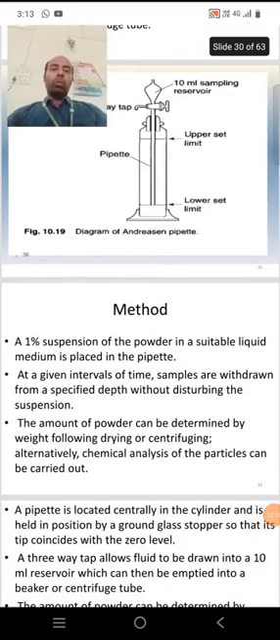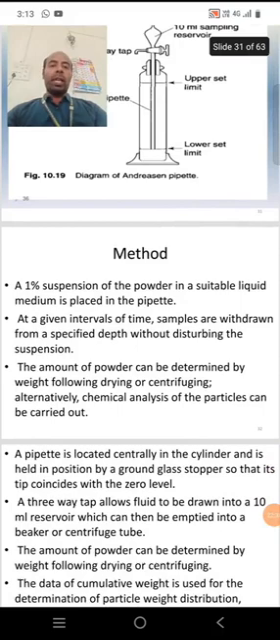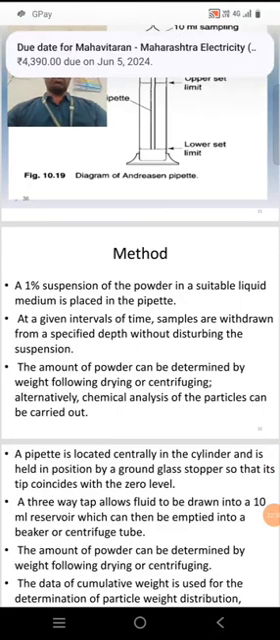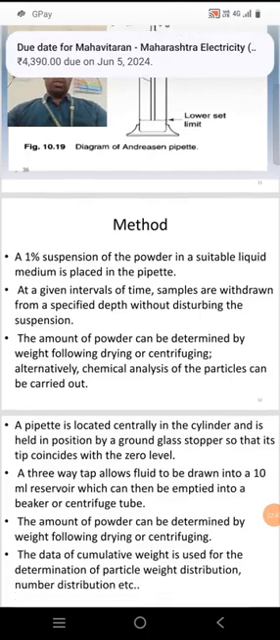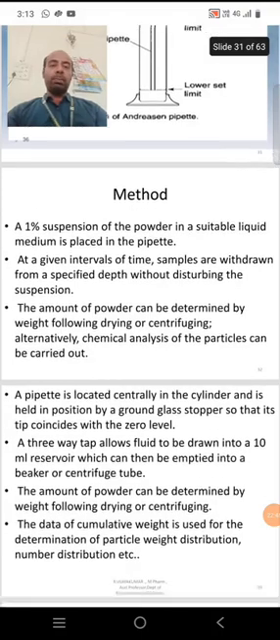Which method follows this method? A 1% suspension of the powder in a suitable liquid medium is placed in the pipette. At a given interval of time, samples are withdrawn from a specified depth without disturbing the suspension. The amount of powder can be determined by weight following drying or centrifuging. Alternatively, chemical analysis of the particles can be carried out.